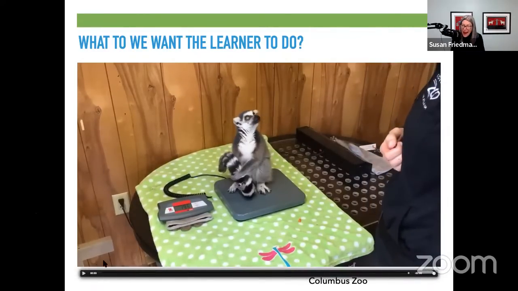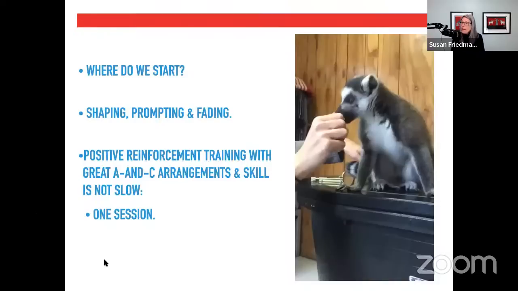Now we ask, how did they teach it? Well, they used our sharpest tools. They shaped it with positive reinforcement. They used their hand as a prompt to get the attention to the tail. They slowly faded, or not so slowly in this case, faded the hand. Then they had to bring it back because the animal left the training session. They used positive reinforcement, great ABC arrangement, and a lot of skill. And this was the result in one session.